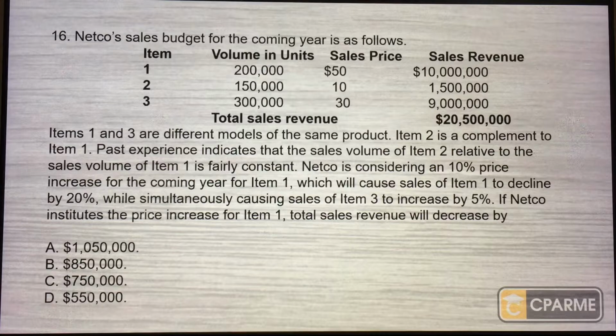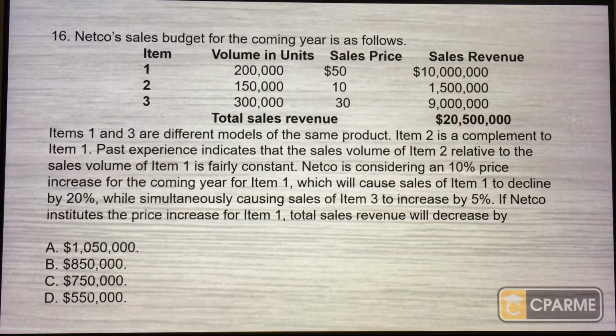If Netco institutes the price increase for item 1, the total sales revenue will decrease by... So, what-if analysis, or scenario analysis. We just need to understand all the situations or all the changes that are going on regarding this problem. So let's read all these together.